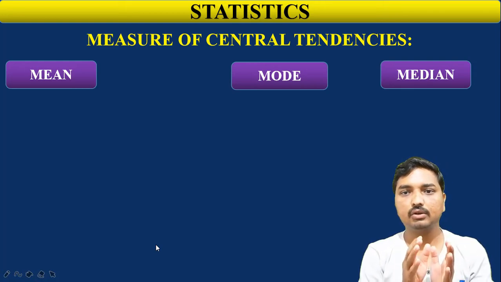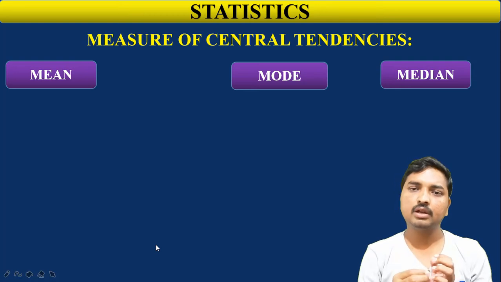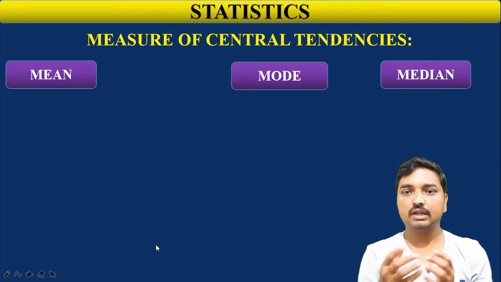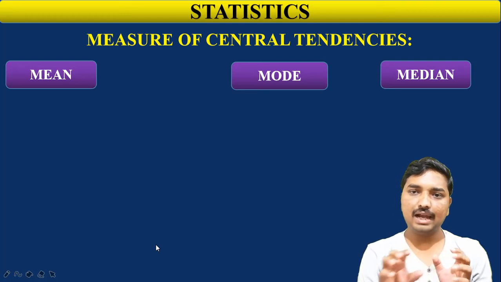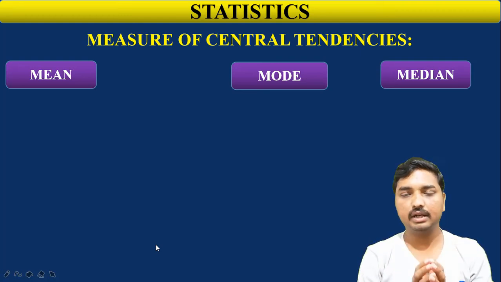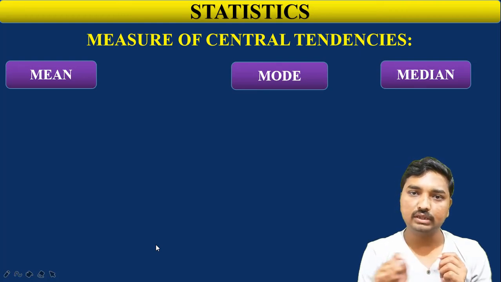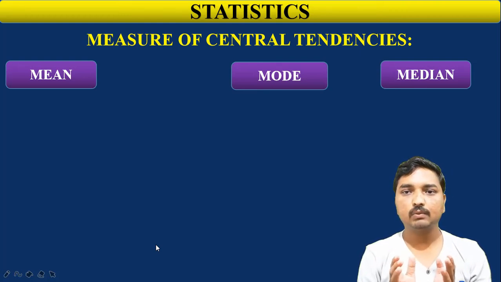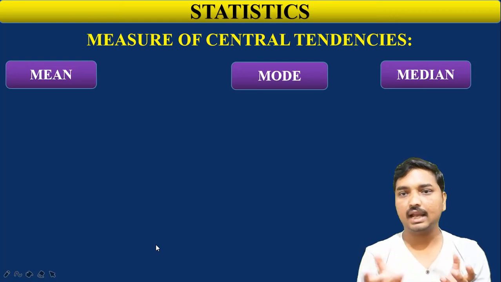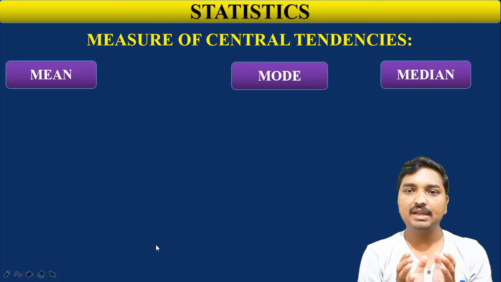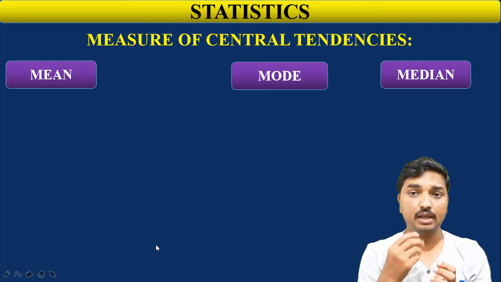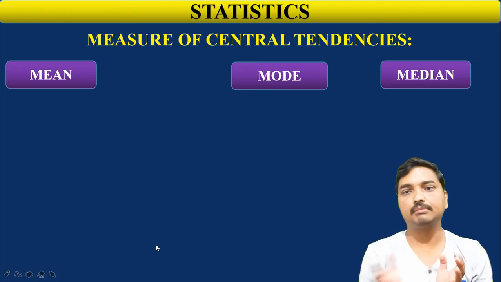These are all numerical methods. By numerical calculation we are going to calculate the central tendency. If you calculate the central tendency for a particular data using these three methods, the answers seem to be very close to each other. Sometimes you will get the same answer in all three methods. But sometimes there will be a little error between the answers from mean to mode, or from mean to median. It may happen, but there will be only a slight error.